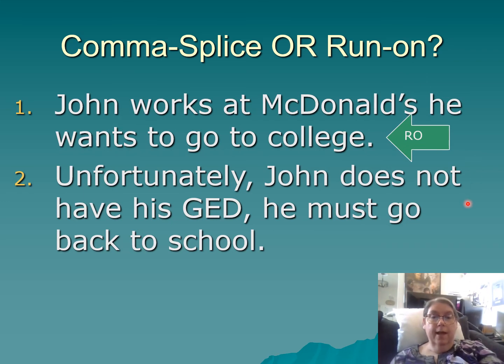Unfortunately, John does not have his GED. He must go back to school. So here, John does not have his GED. That's a sentence. This first comma is only marking off a single word, so that doesn't make it a comma splice. That doesn't affect it. But here I had John does not have, and then he must go. So right there is where my mistake is. And since it has a comma, it's a comma splice.